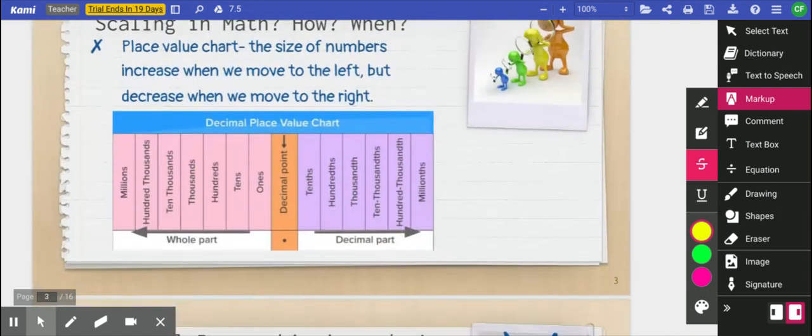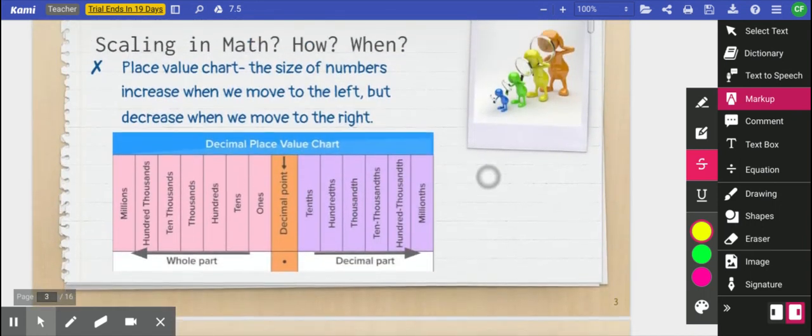How do we use scaling in math? Well, one example of how we use scaling in math is the place value chart. When we move to the left in the place value chart, as you can see here, our numbers get bigger. The numbers are scaling up. When we move to the right in the place value chart, we're scaling the numbers down.